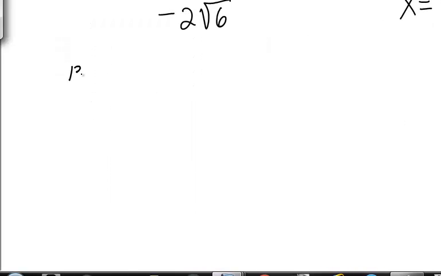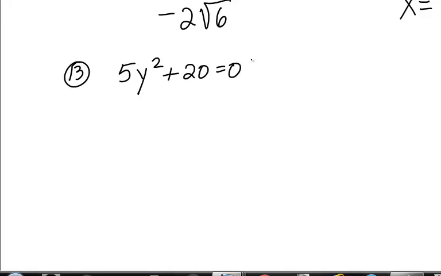Okay, let's try another one. Say you had to solve 5y squared plus 20 equals 0. And remember, it's in standard form equal to 0. If they don't give it to you equal to 0, you need to get it in the form equal to 0. Okay, so on this one, first I would subtract 20 on both sides.